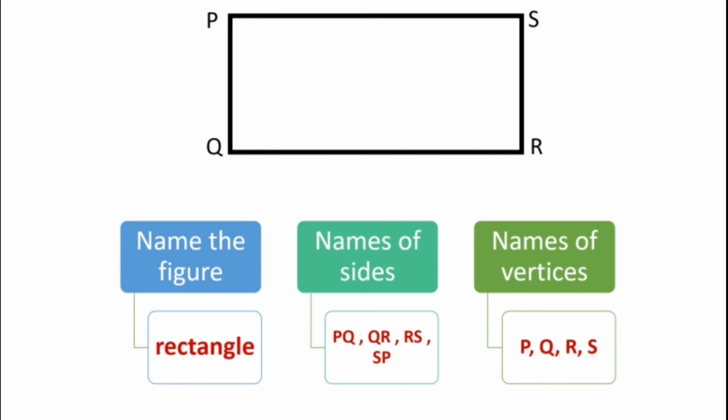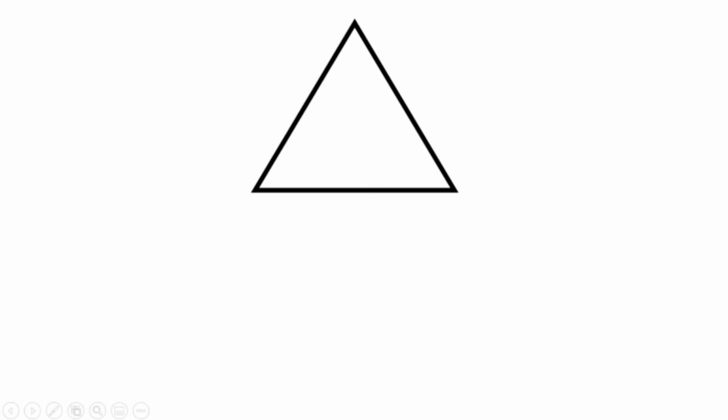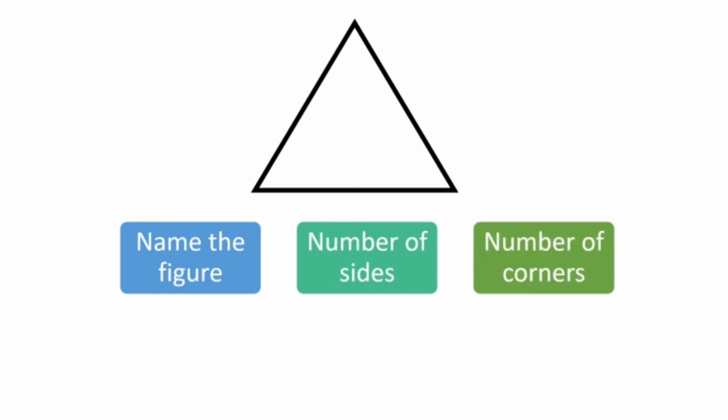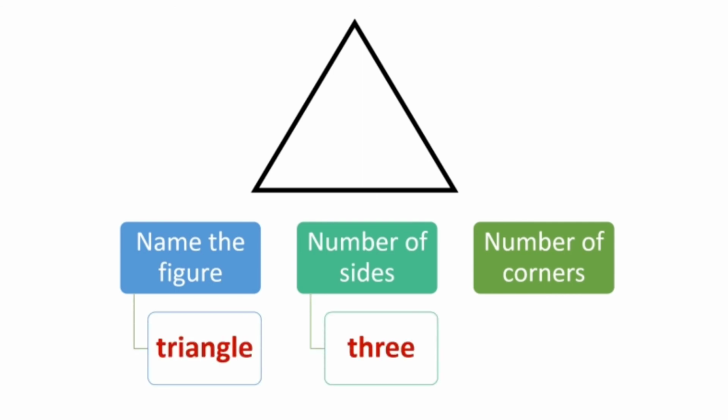Now we have seen the square and this rectangle. Now see children, you can see this figure. We are going to see the name of the figure, number of sides and number of corners. Yes, the name of the figure is triangle. The number of sides is 3 and the number of corners is also 3.